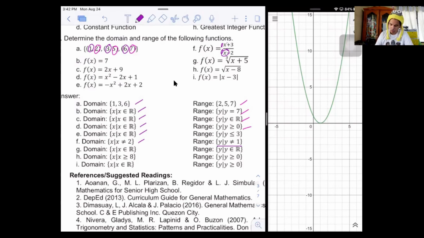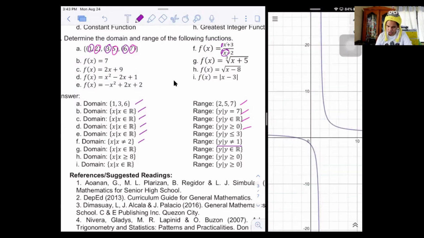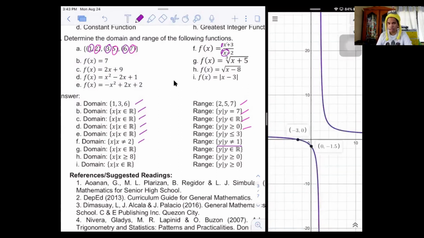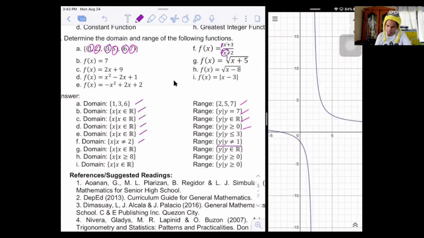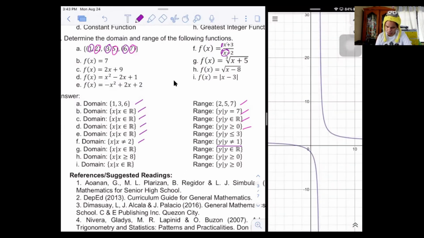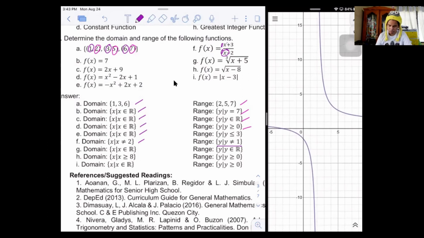Okay? So, para mas makita ginato na siya, let us graph it. So, it is x plus 3 divided by x minus 2. Mao na siya yung dagway. And the x and the y intercepts. It is asymptotic to the vertical line x equals 2, and it is also asymptotic to the horizontal line y equals 1.